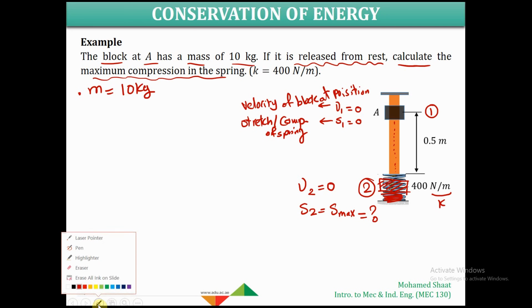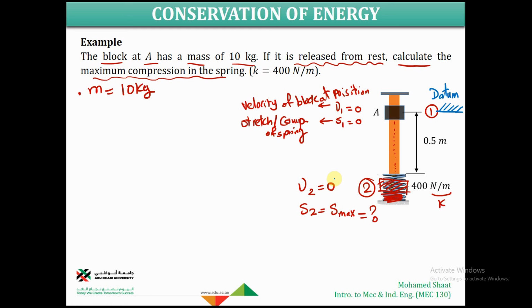Another thing is that you have to set up a datum. You have to identify a reference to calculate the gravitational potential energy. We said that the gravitational potential energy requires a datum. So let us assume, for example, that I'm going to choose the datum at position 1. This is the easiest way. To make it simple, assume the datum or the reference at position 1. Then with respect to this datum, you are going to calculate the potential energy at position 1 and position 2, referring to the same datum at the two positions. Make sense? So the first step is just to do this initial setup of the problem.